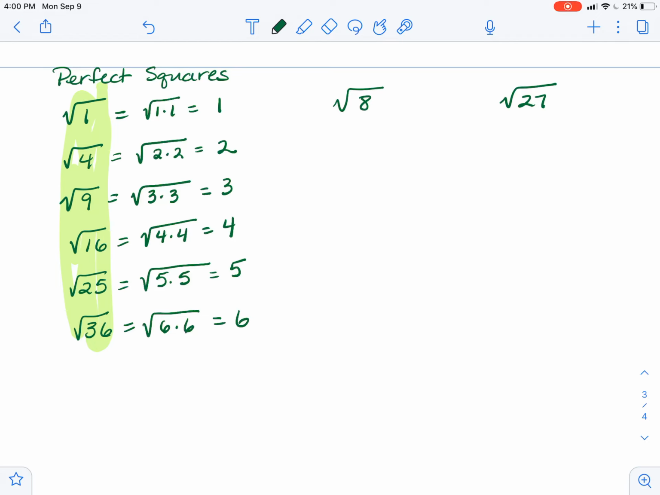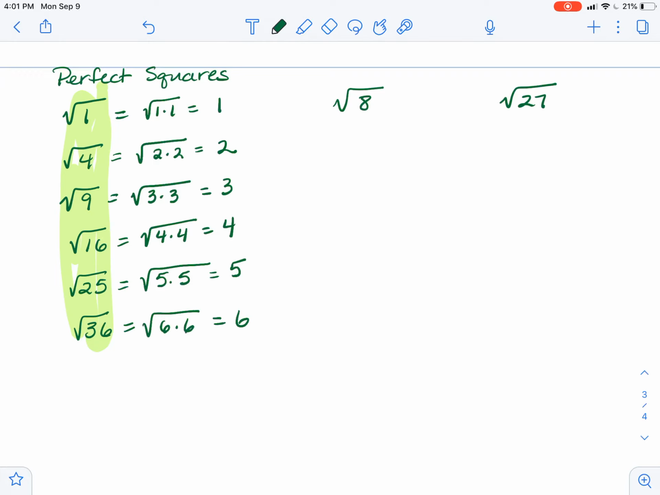But the question is, and we deal with this more than we actually deal with the perfect squares, how do I do it if what's under the radical, that radicand, is not a perfect square? I showed you how to prime factor it, and some of you liked that and some of you did not. So I'm just going to do the short way today.